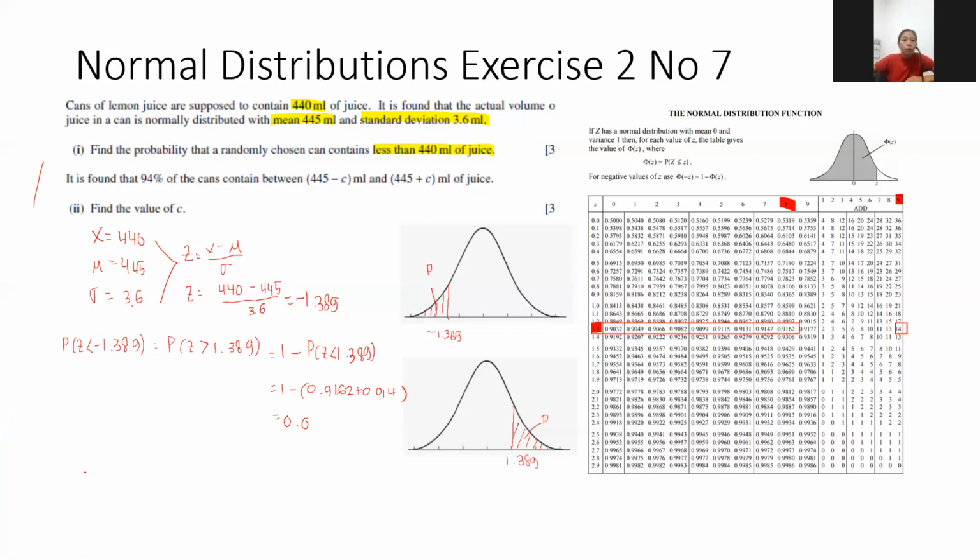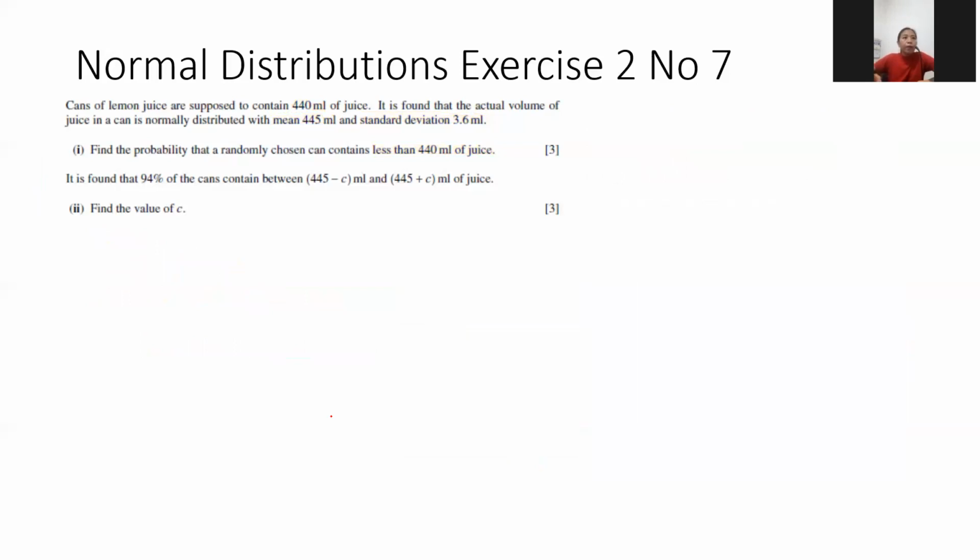Okay, so this is the result for part A. So we will calculate the next part, the second one. Find the value of C for which the probability is 94%. So here it is 94%, and then we have the value of X between 445 minus C and 445 plus C. As you know, this is a symmetrical part. So if you draw it, it will be shown like this.